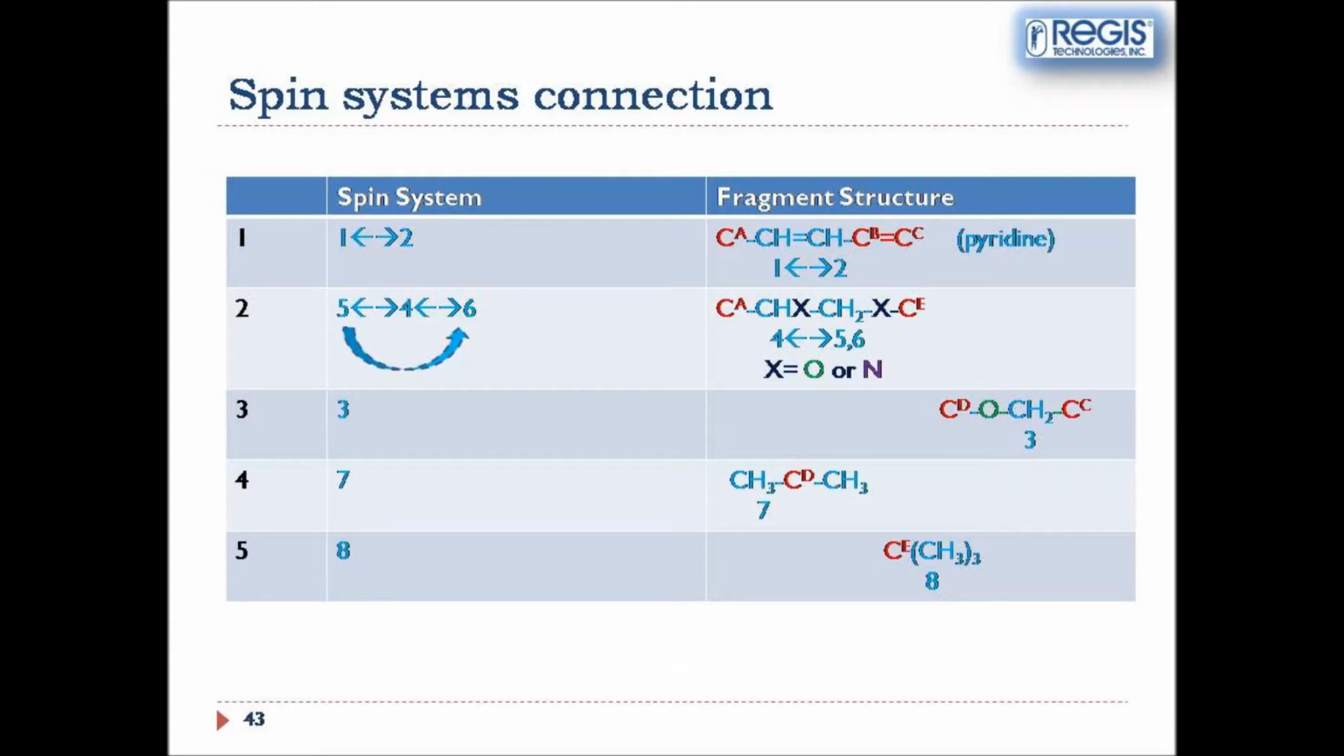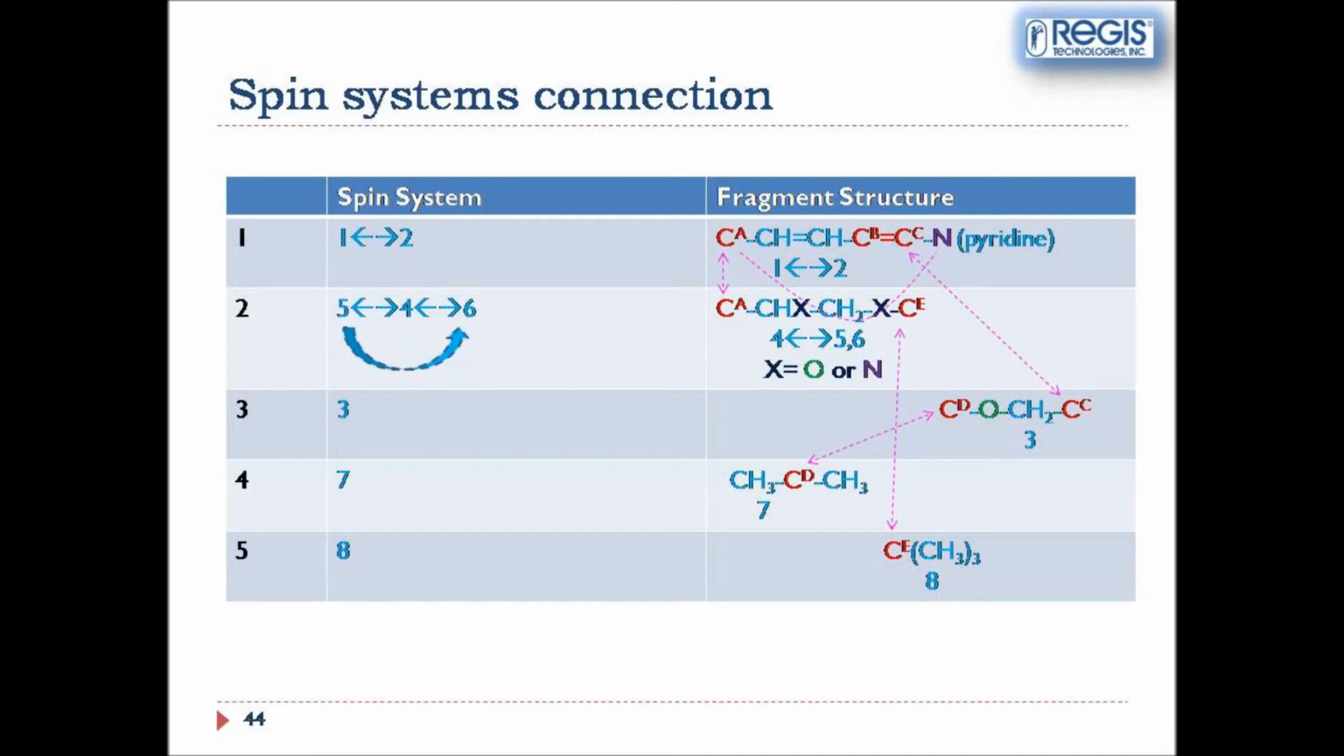And again, we can see that carbon A participates in 2 spin systems, 1 and 2, and it's exactly the same atom, which is the first point of connection. Carbon C is present also in 1 and 3, and so on. So we have now lots of additional information just from HMBC spectra, which allow us to build those bridges to connect the fragment structures and finally to build the molecule.